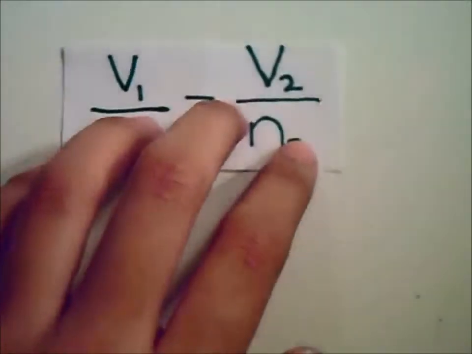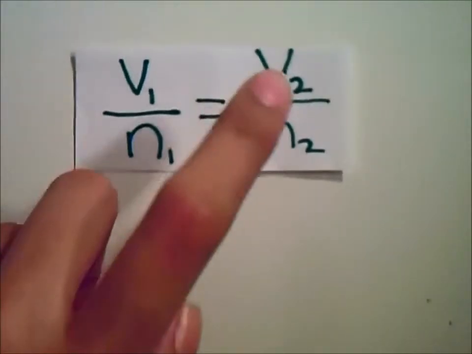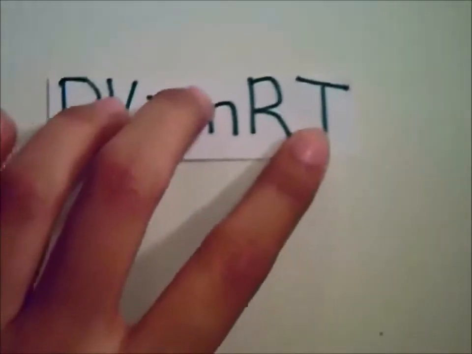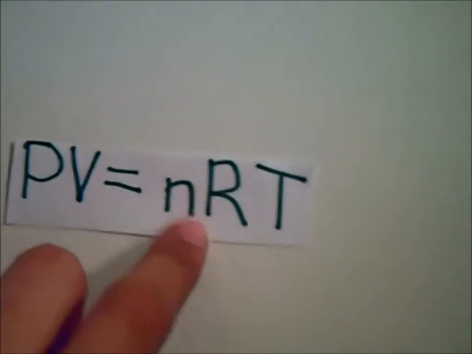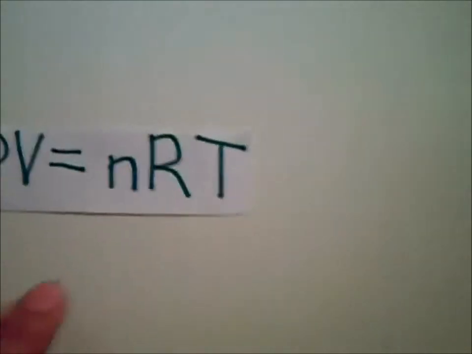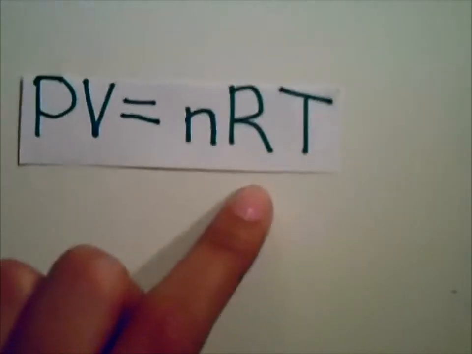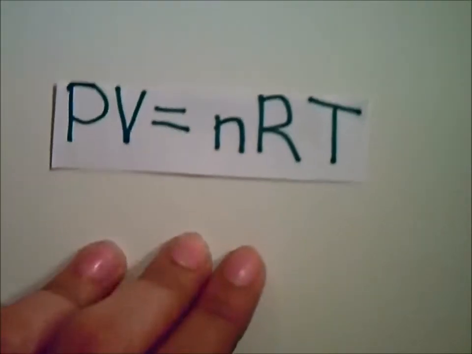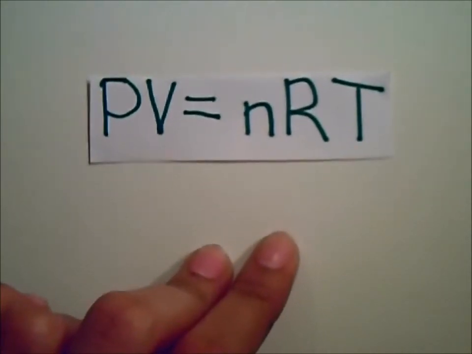But then we have Avogadro's law, which states that V1 over N1 equals V2 over N2. So we think of a new gas law, the ideal gas law: the pressure times the volume equals the moles times the gas constant times the temperature in kelvins. If you're dealing with a pressure in kilopascals, the gas constant is 8.314. If you're dealing with a pressure in ATM, then the gas constant is 0.0821.